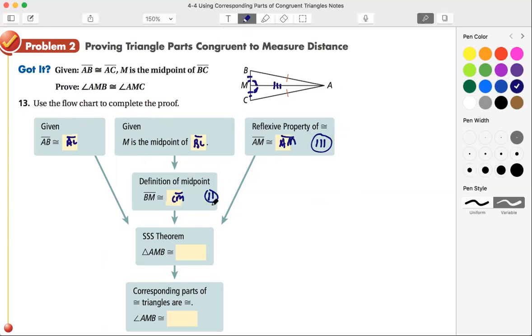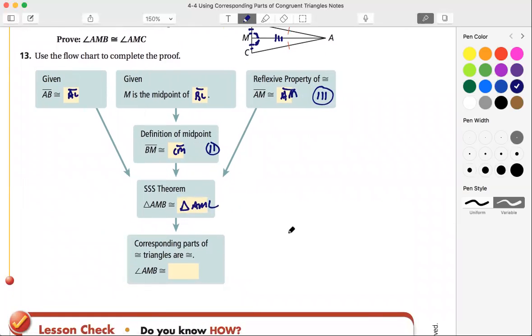So I have SSS, 3 sides of the triangle. So these 2 triangles are now congruent. The triangle AMB is congruent to triangle AMC. Now, since I have congruent triangles, I know the rest of the parts must also be congruent. So by CPCTC, angle AMB must be congruent to angle AMC.